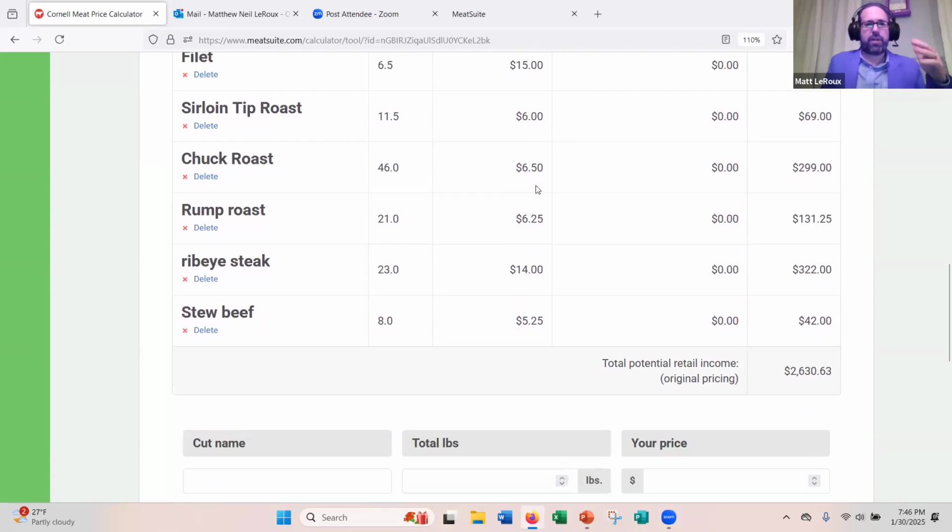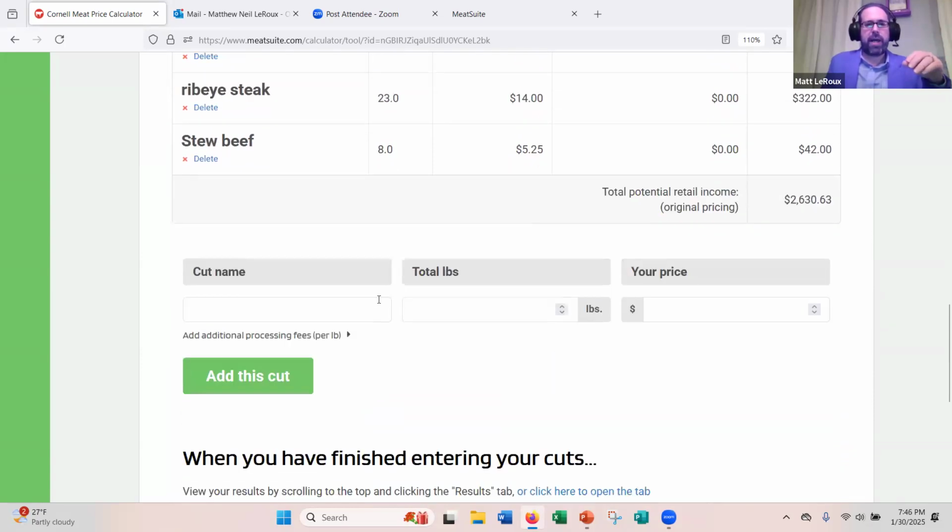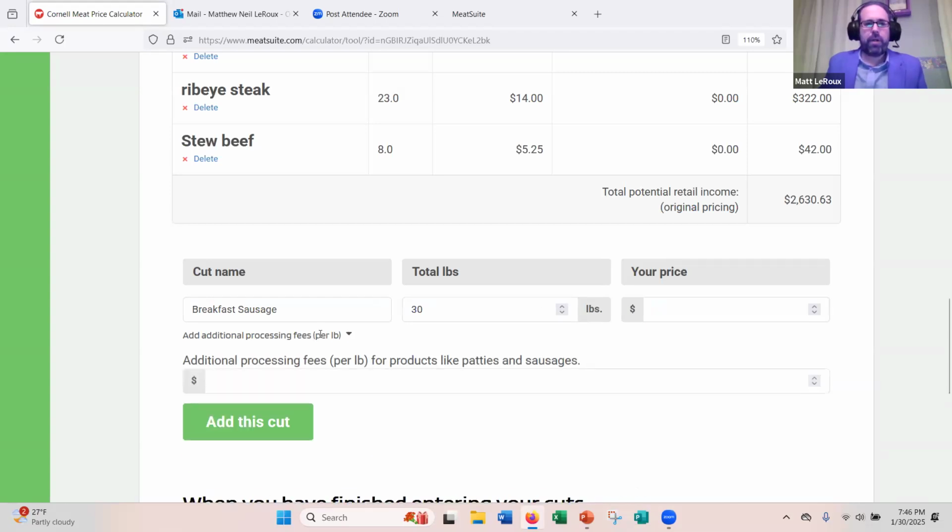And you can see all these other cuts. Down here is where you add cuts. You can name a cut anything that you want to name it. You don't have to stick to a particular naming system. You can call it Steve's Special Steak if you want to. I also want to point out that if you have additional processing fees on some products like sausages, you're able to add that additional processing fee.